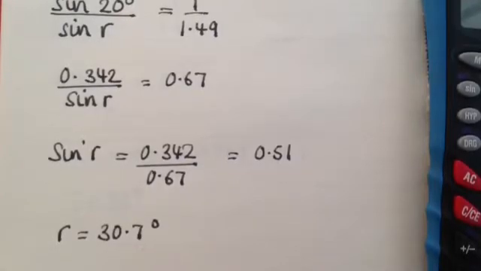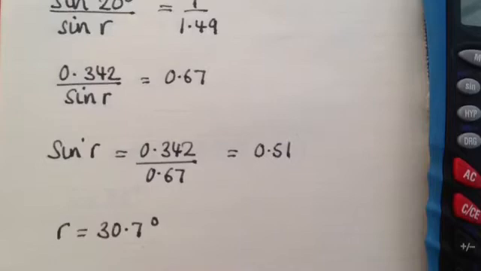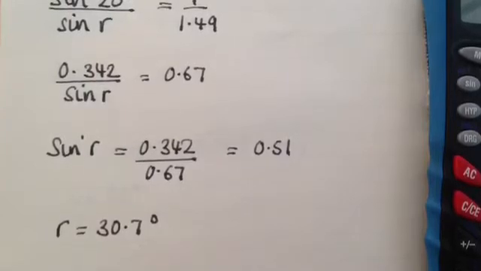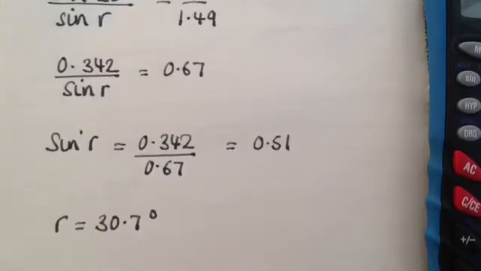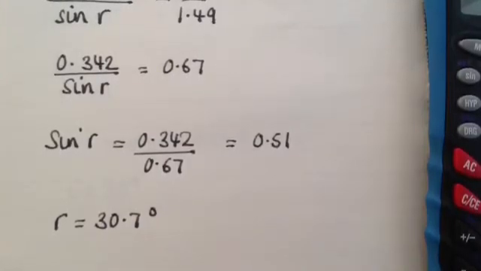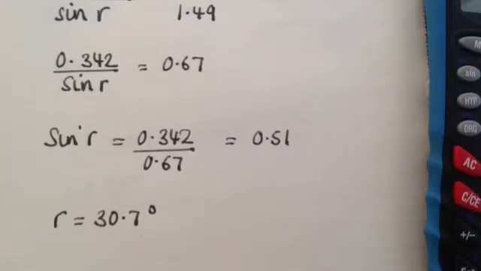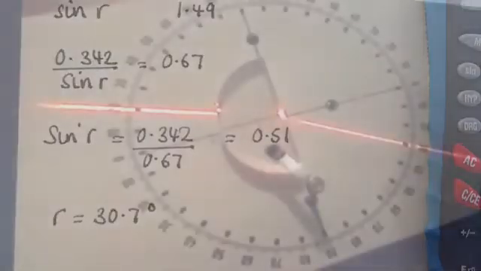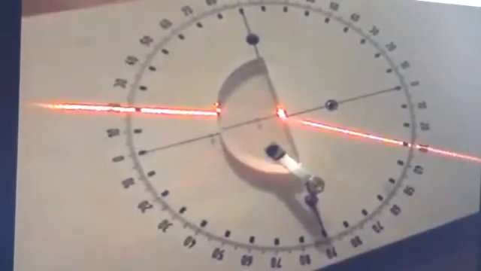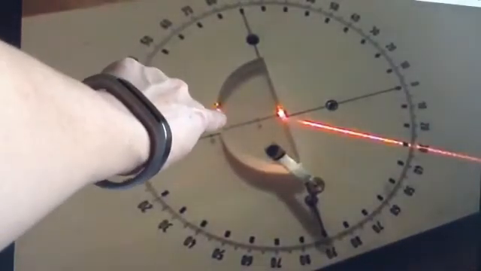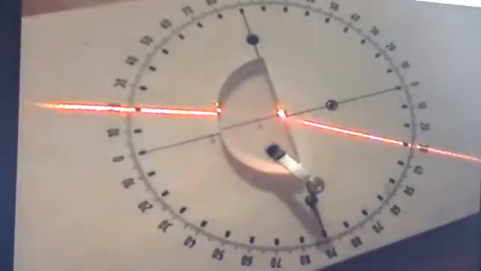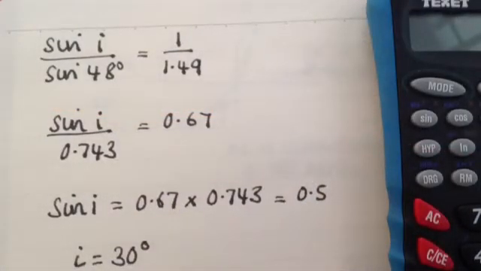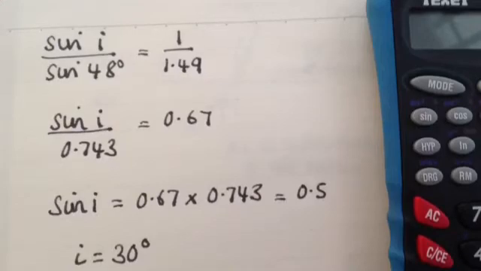Sine R can then be rearranged and calculated by dividing the 0.342 by the 0.67, giving us 0.51, and when I press inverse sine on my calculator, I find the angle of refraction should be at 30.7 degrees. So, the angle of incidence set at 20 degrees and the angle of refraction measuring round here at our calculated 30.7 degrees. Say instead I want the angle of refraction to be at 48 degrees.